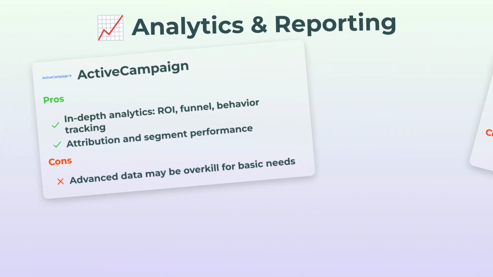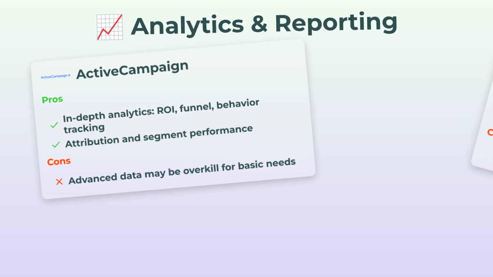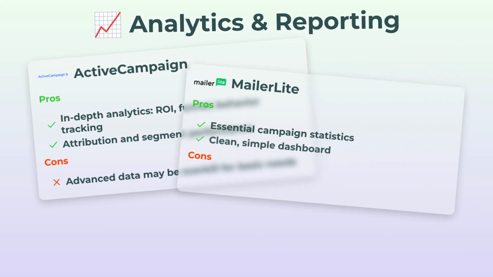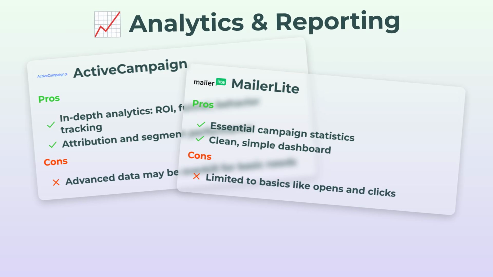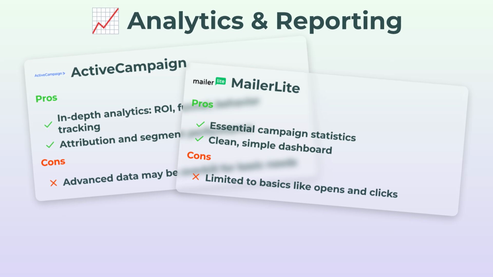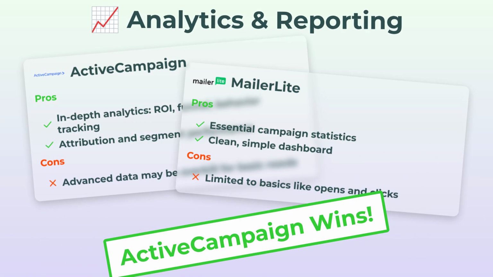ActiveCampaign is just loaded. ROI tracking, funnel analytics, you name it. You can dig way deep, like almost too deep if you're just sending a newsletter for your blog. MailerLite, on the other hand, gives you your basics, opens, clicks, all clean and simple. Totally fine for most campaigns, but if you want to flex on data-driven marketing, ActiveCampaign absolutely crushes this category.